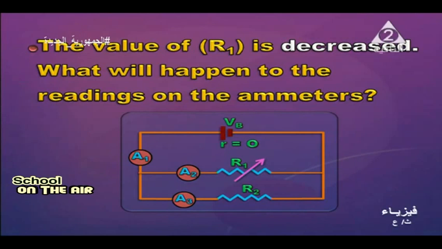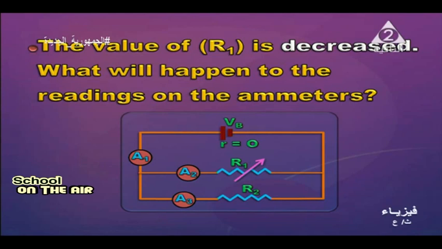And the question is, the value of R1 is decreased. What will happen to the readings on the ammeter? Okay. This is very important. Internal resistance equals 0. So V battery is the voltage across R1, and it is the voltage across R2. Okay, R1 is decreased, so total resistance is decreased. Total current must be increased. So A1 increases. Okay, great.